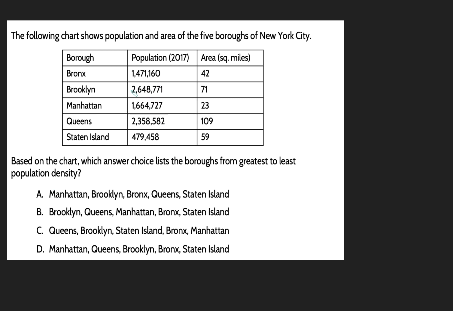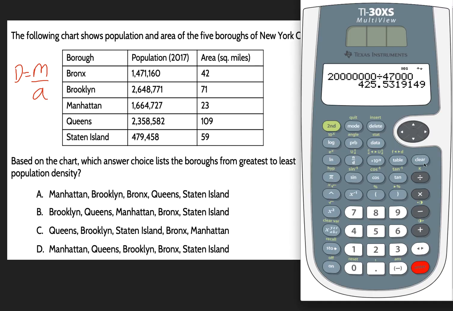My students start by looking. They went and looked and saw that because Brooklyn had the most people, then that was first. And I say, no, you can't do that. You have to actually calculate. So we know that population density is mass over area. Now, this type of question would be on the calculator section because they want us to list the boroughs from greatest to least population density. So I told my students, you know that density is mass divided by area. You're going to take out your calculator. Let's clear. And we're going to calculate each of them.